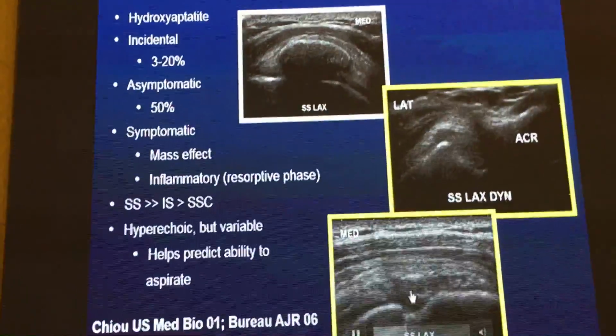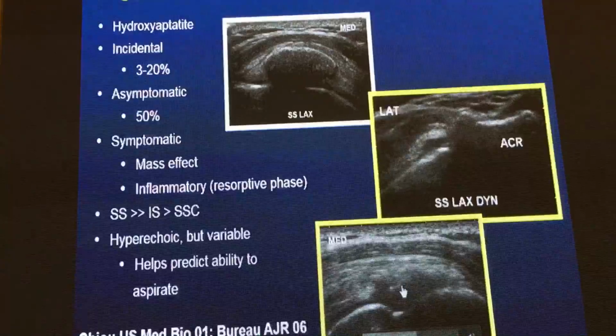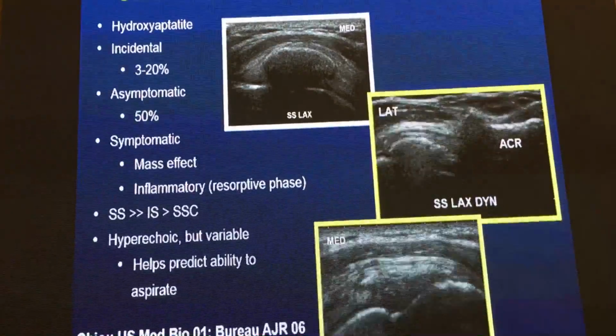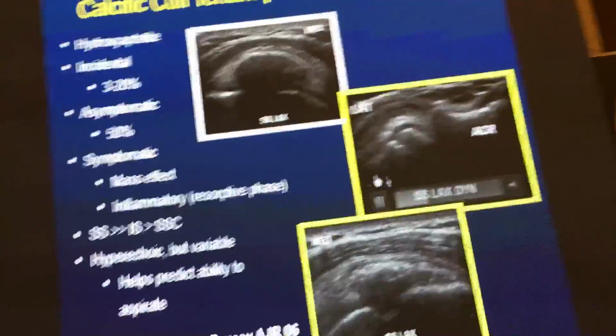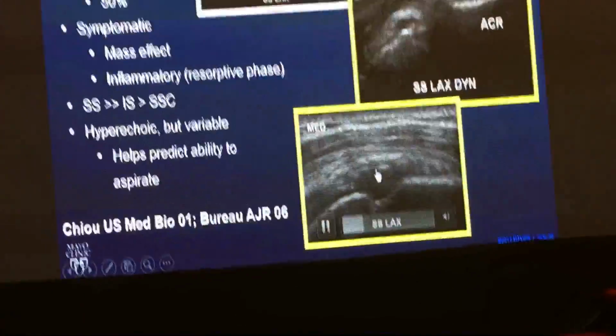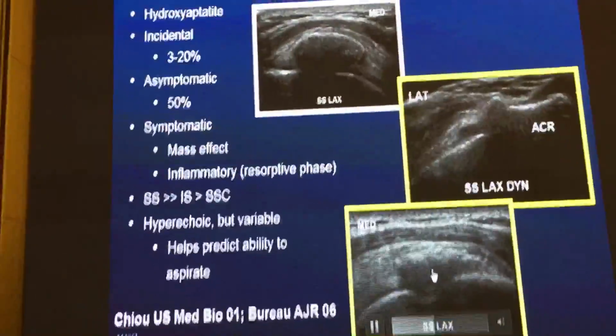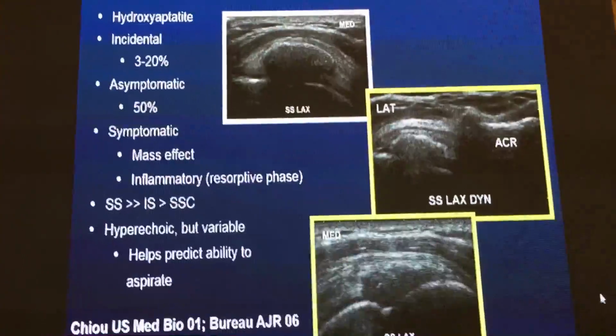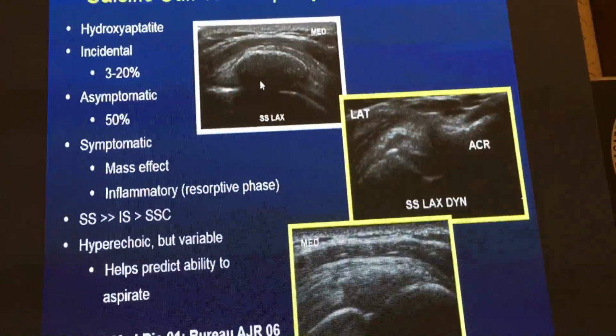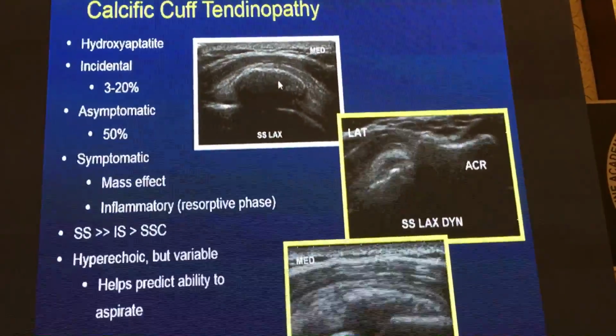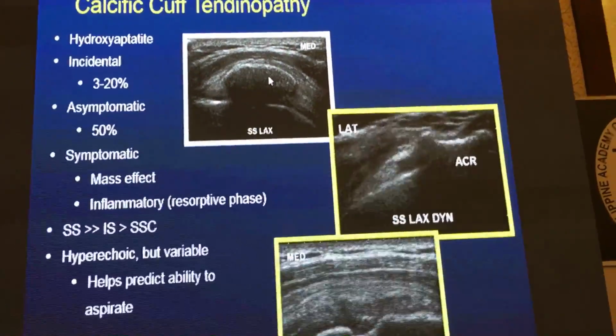But this one, look at this. This is calcification right there. And look at when you're just moving the transducer back and forth, the calcification is wiggling around in there. So it's this fluid-filled sac right there. And that person, you know, you look at this, it looks like it hurts. This didn't hurt this person. We just happened to be scanning them and they had it.